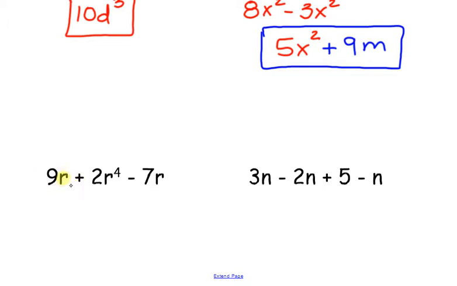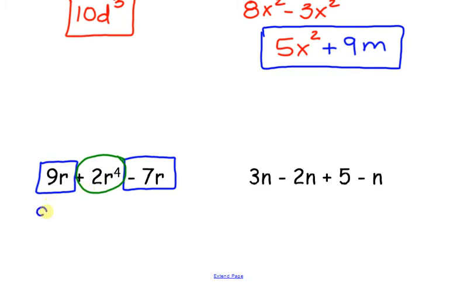Okay, here I have r with no exponent, r to the fourth power, and r with no exponent. So this guy right here can only combine with this guy right here. He cannot go with this r because he has an exponent of 4 and he does not have an exponent. They need to match with the variable and with the exponent. And so the 2r to the fourth power is all by himself.